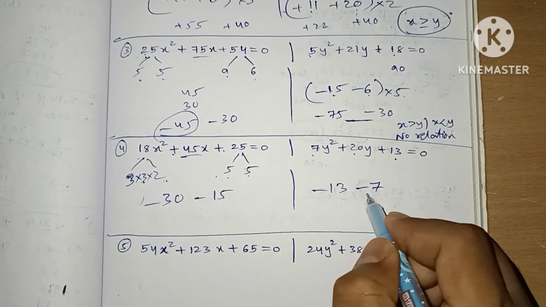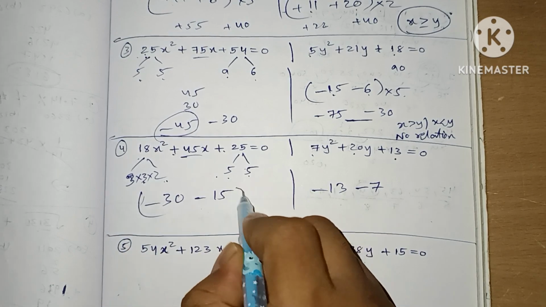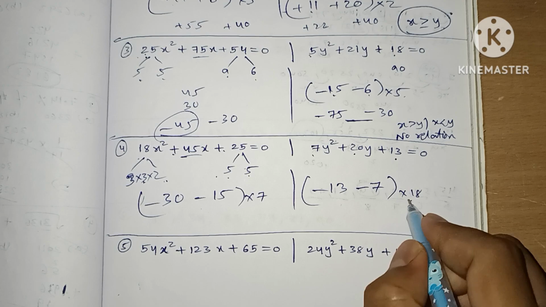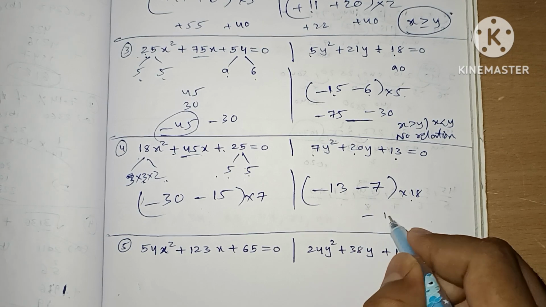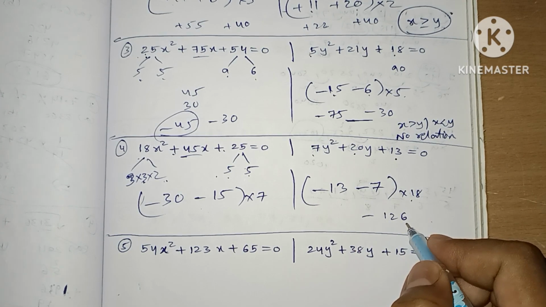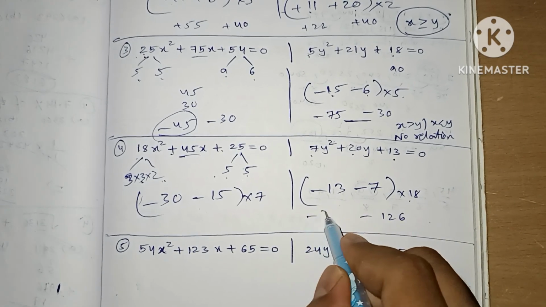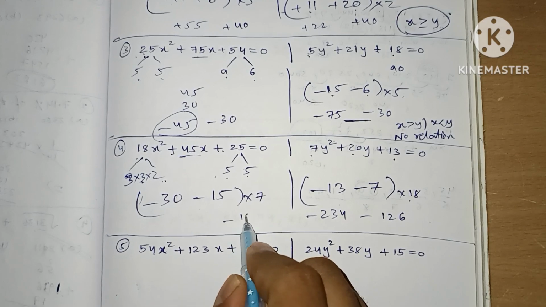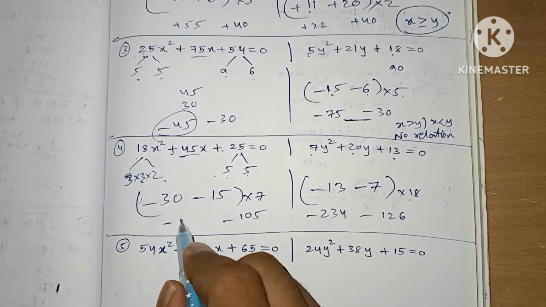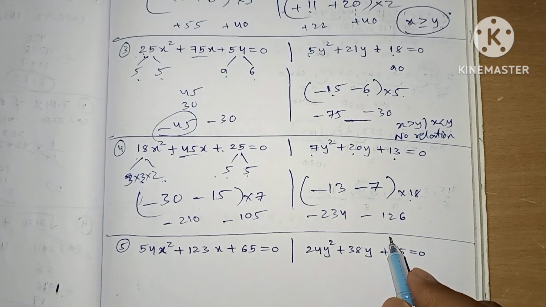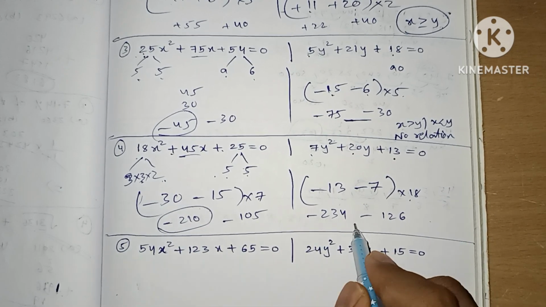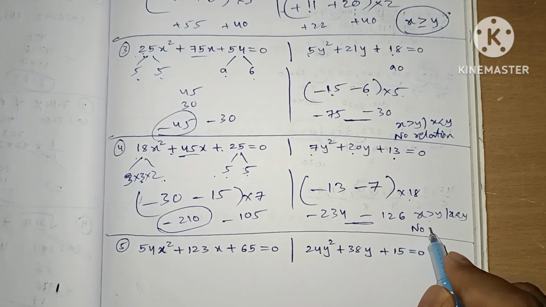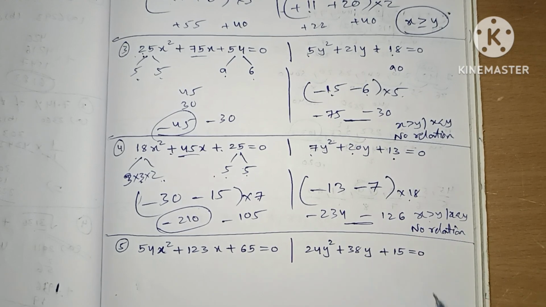The sign is minus. To make the base equal, we need to multiply this with 7 and this with 18. So 18, 7 times will be 126. 13, 18 times is minus 234. Okay, next 15, 7 times is minus 105. 7, 30 times will be minus 210. Now by comparing these two, it is clear that this minus 210 comes in between these two numbers. So x greater than y and x lesser than y comes here. So there is no relation established between these two equations.